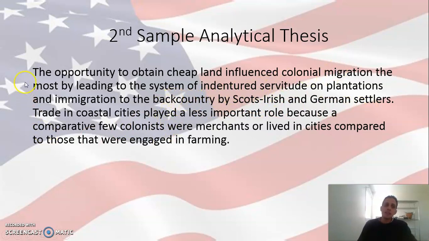So I think that, again, it sets you up for 3 body paragraphs, right? You could talk about the prevalence of indentured servitude and the desire for land and how that led to it in the first body paragraph. You could focus on the backcountry in the second body paragraph. And in the third body paragraph, you can focus on your less important reason for why migrants came to the New World. So hopefully this helps you a little bit with your essay that you're writing coming up pretty soon.